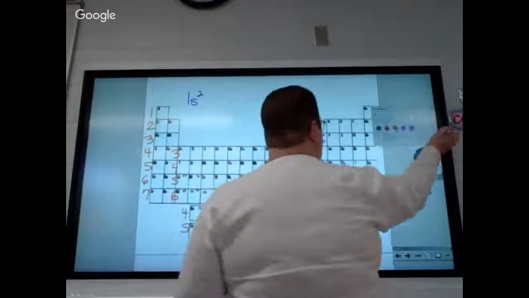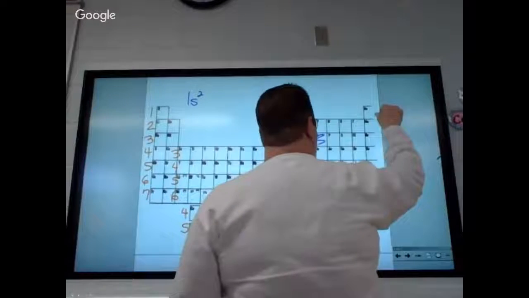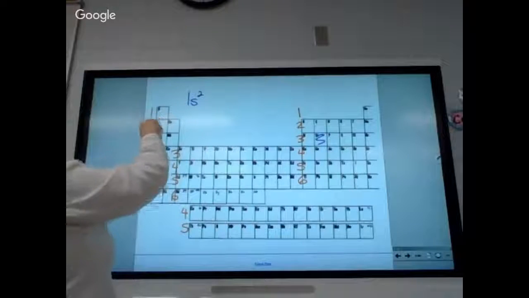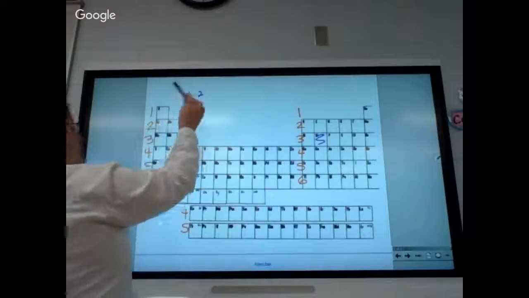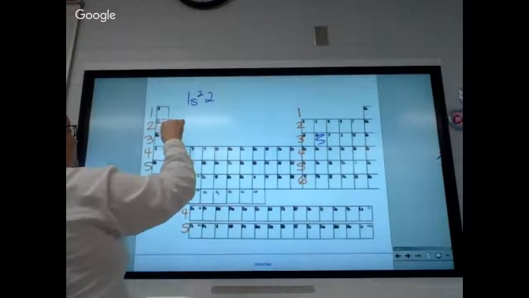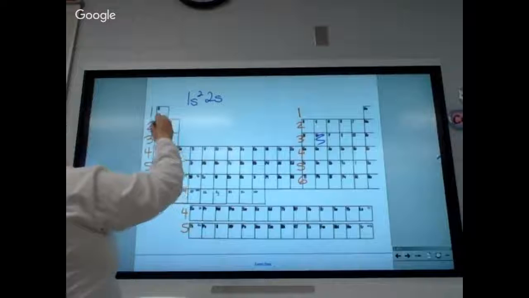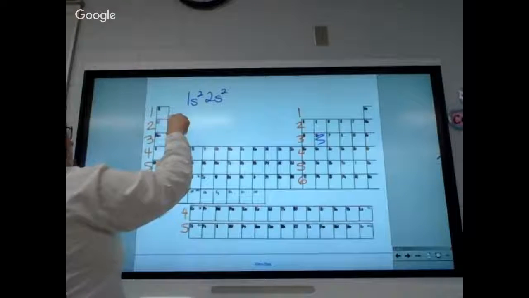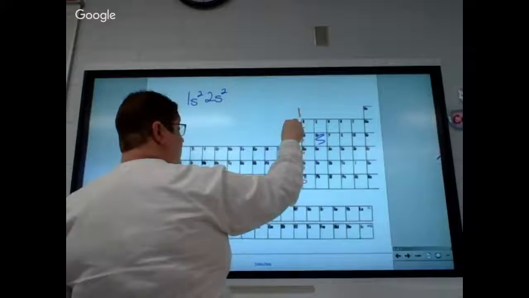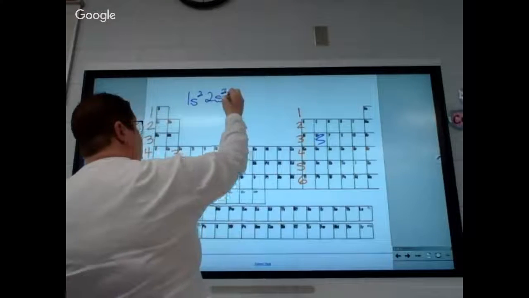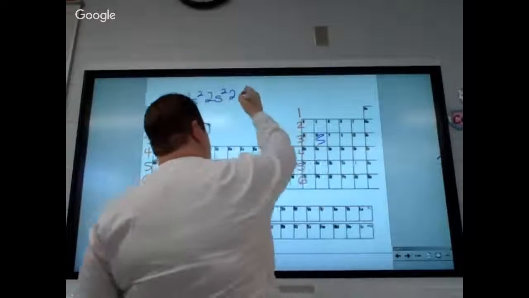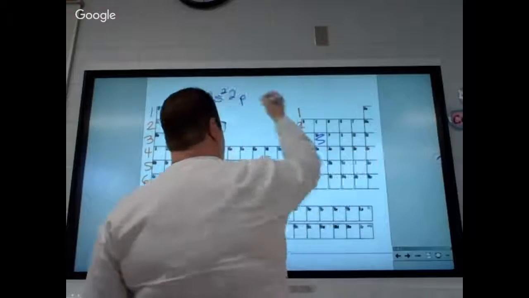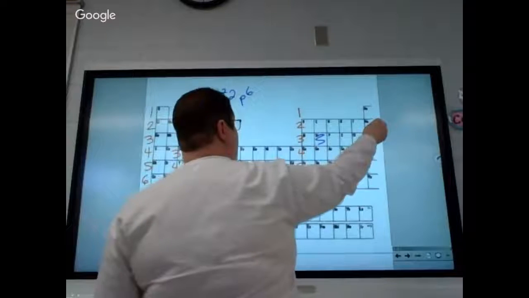When we get to the end of the row, where do we go? Back to the left side. We drop down 1 row. What is the next number we see? What block do we have? How many elements do we have? 2. We write 2s2. When we get here, we just continue across the page. What is the next number we see? 2. What block is this? How many elements do we have? 2p6. Are we at silicon yet?